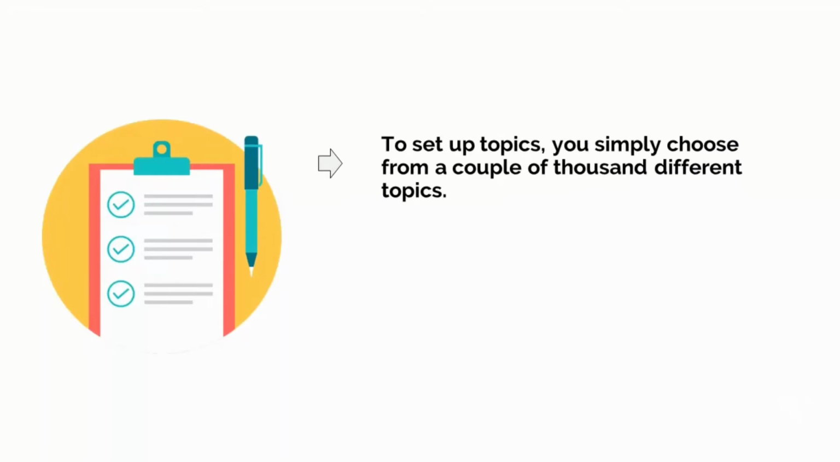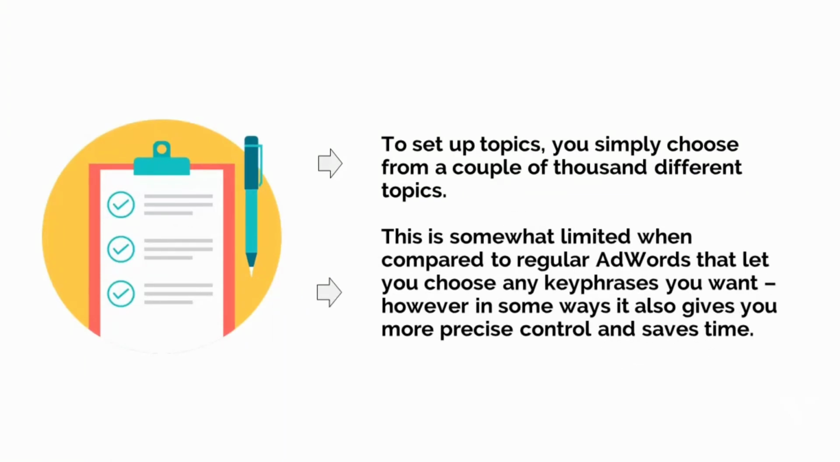To set up topics, you simply choose from a couple of thousand different topics. This is somewhat limited when compared to regular AdWords that lets you choose any key phrases that you want. However, in some ways it also gives you a more precise control and it saves time.